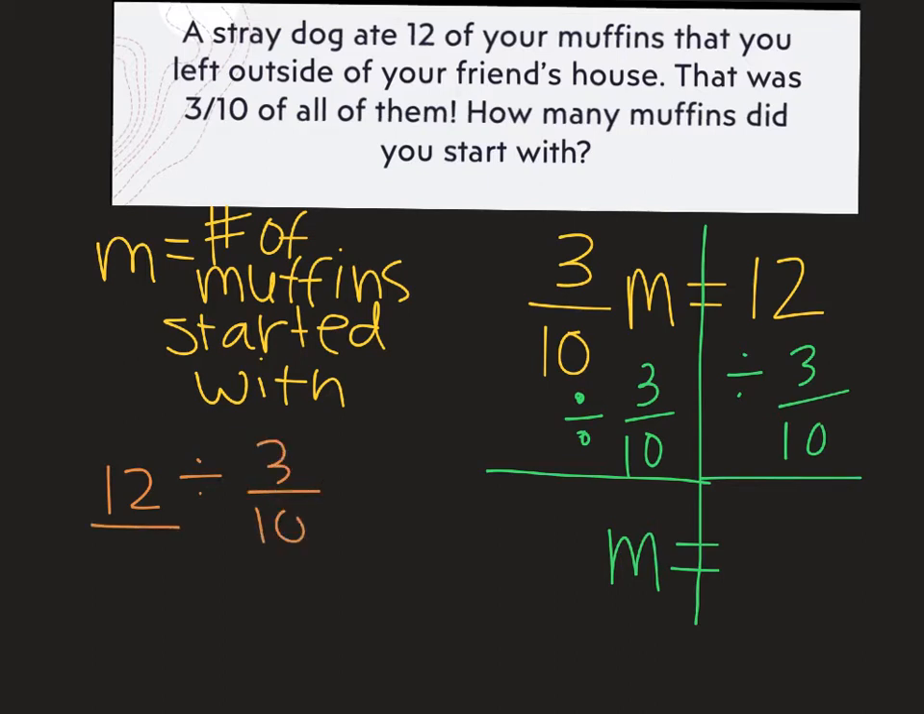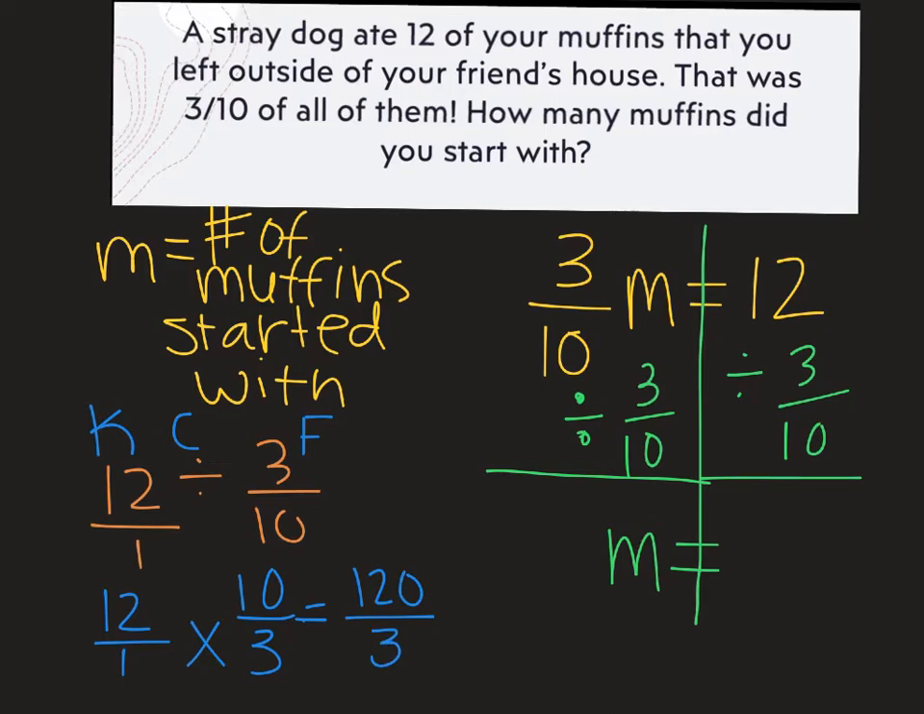So I can make that 12 over 1, and then we can keep change flip. So that's our rule for dividing fractions. So keep 12 over 1, change it to multiplication, flip it to 10 over 3. And then multiplying fractions, you just multiply numerators. So 12 times 10 is 120. And then multiply denominators, 1 times 3 is 3. 120 over 3 can be simplified because 3 goes into 120 40 perfect times.